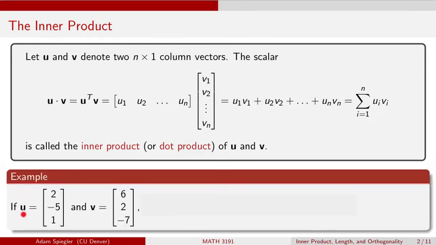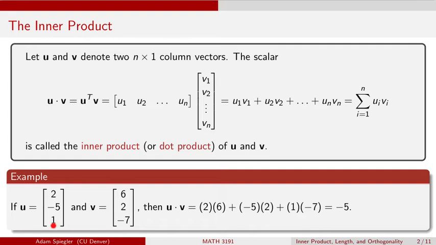So if I have a vector u, which is in R3, which is the column vector 2, minus 5, 1, and a vector v, which is the column vector 6, 2, minus 7. And we want to calculate the dot product of these two vectors with each other. Then by definition, we take the first entries in each vector and we multiply them. So we take 2 times 6. And then we add to that the product of the second entries in each vector. So that would be the minus 5 times the 2.